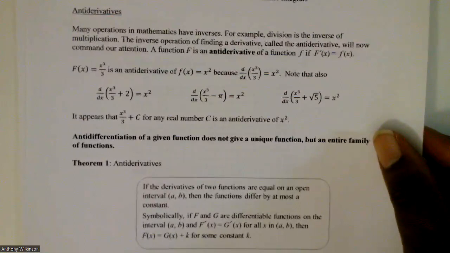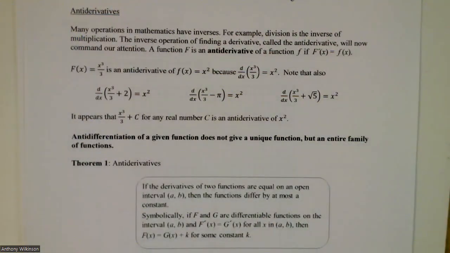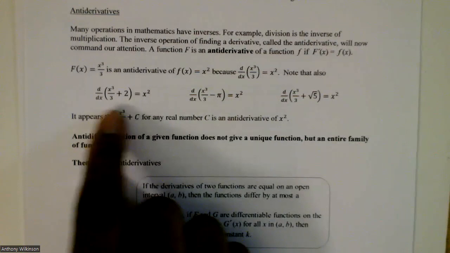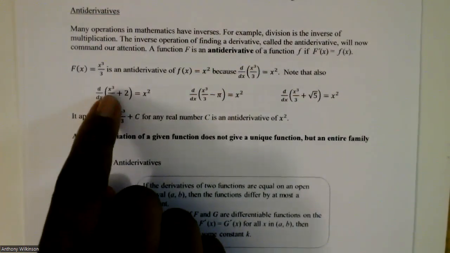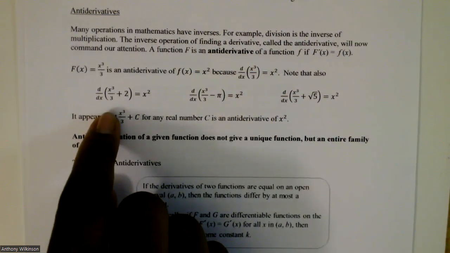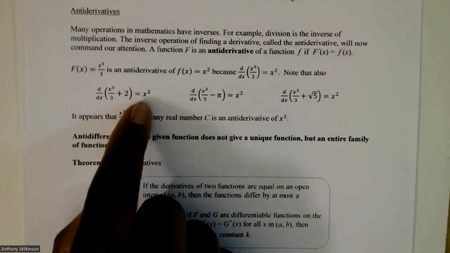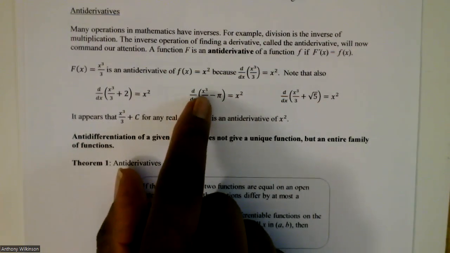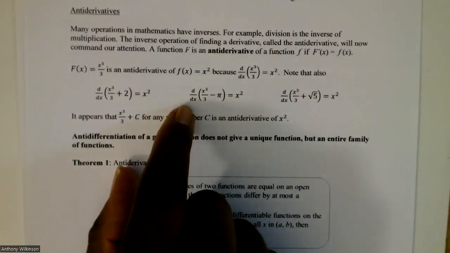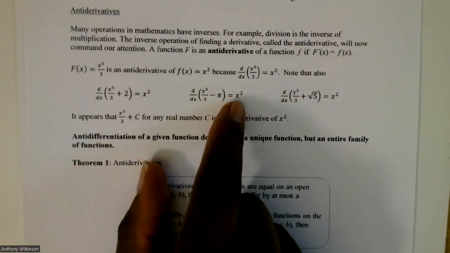Okay, so here are some examples that we can look at. If we have capital F of x equal to x cubed over 3, that is an antiderivative of the function f of x equal to x squared, because if we take the derivative of x cubed divided by 3 with respect to x, we will get x squared. Also note that the derivative with respect to x of x cubed over 3 plus 2 will also be x squared. And similarly, x cubed divided by 3 minus x, if you take its derivative with respect to x, is also going to be x squared.